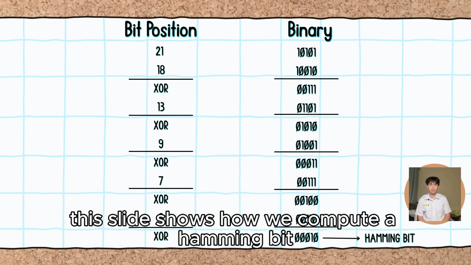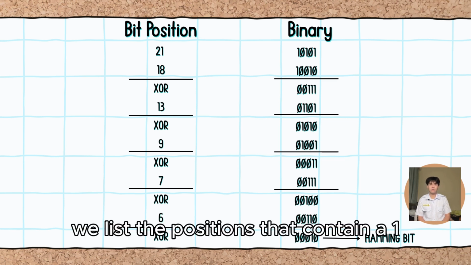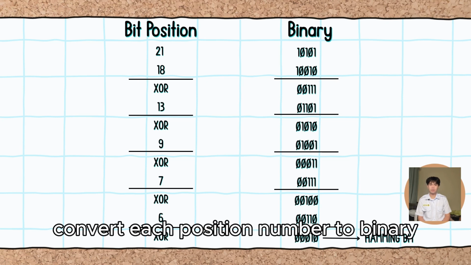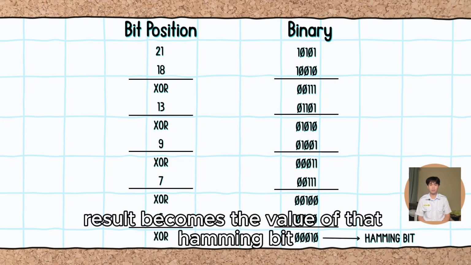This slide shows how we compute a Hamming bit. We list the positions that contain a 1, convert each position number to binary, and then XOR them. The final XOR result becomes the value of that Hamming bit.